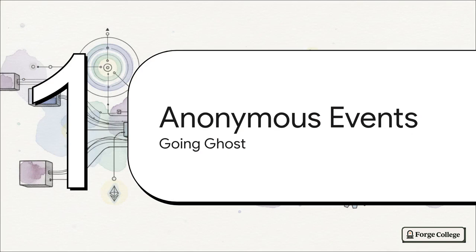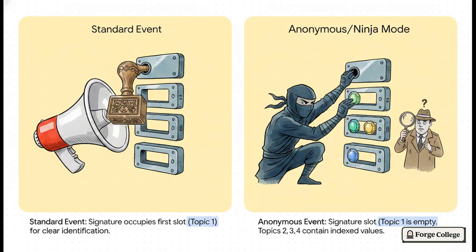Next up, Section 4, going ghost, anonymous events. So, a standard event uses up topic 1 to broadcast its signature, right? But an anonymous event? That is straight up ninja mode. If you tack the word anonymous onto the very end of your declaration, the EVM intentionally drops the signature from topic 1 entirely. That means the topic array will contain only your indexed values.